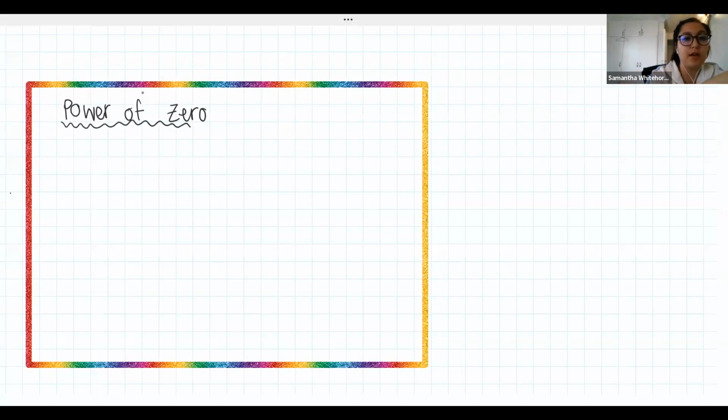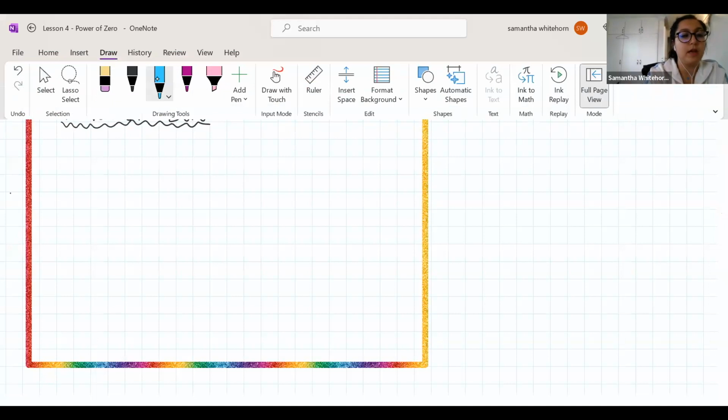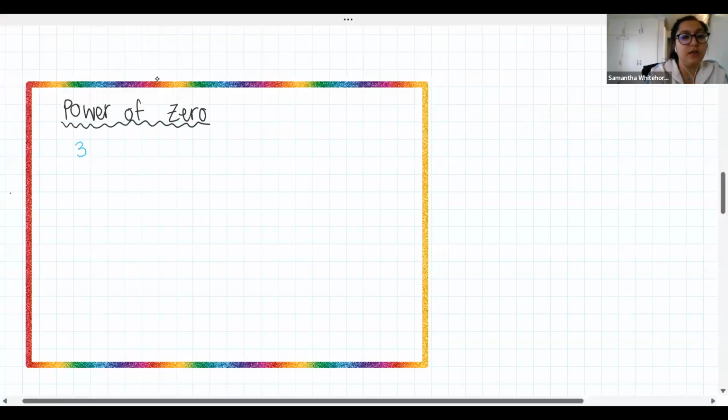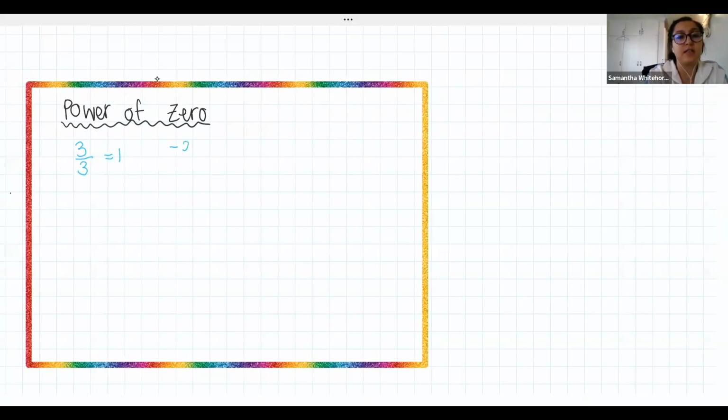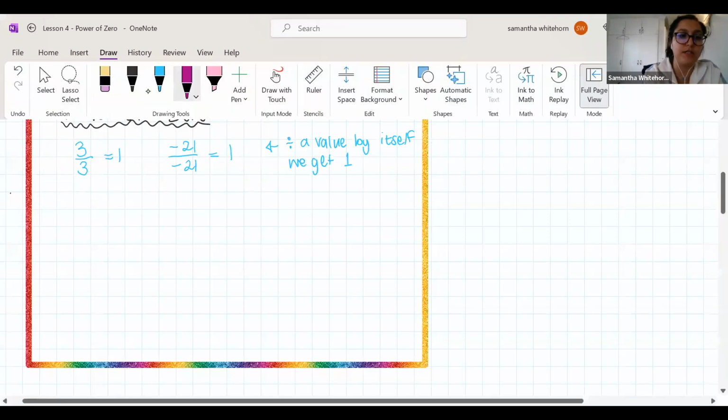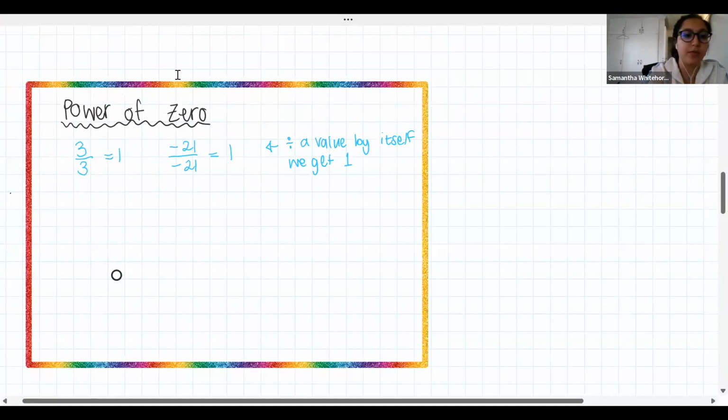So if we think about just a normal number, if I divided 3 by itself, I'm going to get 1. If I divided negative 21 by itself, I'm going to get 1. And so hopefully what we see here is that anytime we divide a value by itself, we end up with 1. All right. So that's going to help us understand this whole power of 0 situation. So now let's translate this to our exponent and our variable situation.